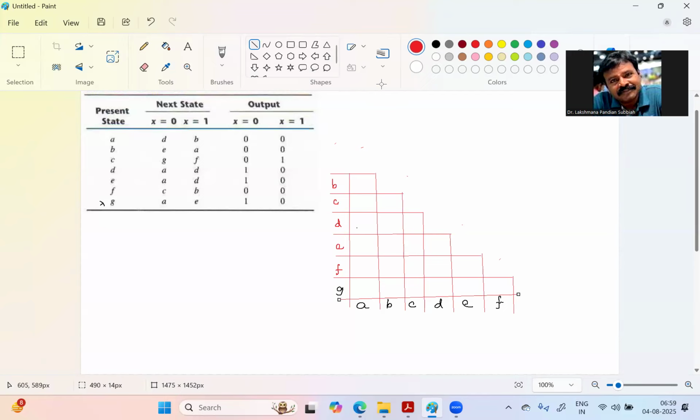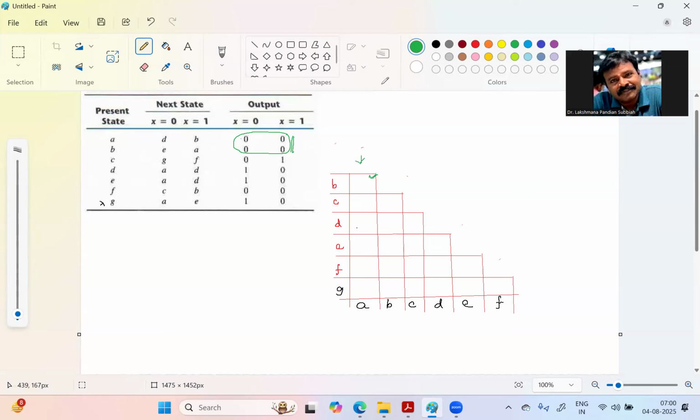Now you are going to find out the pairs. So this is A and B. For AB, for both X0 and X1, we have the same output. So AB can be paired, and you make a tick mark on the cell A, B. You start from left to right, and from A and B you check. AB can be paired because both have the same output.